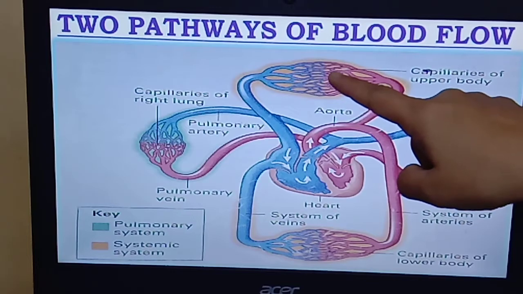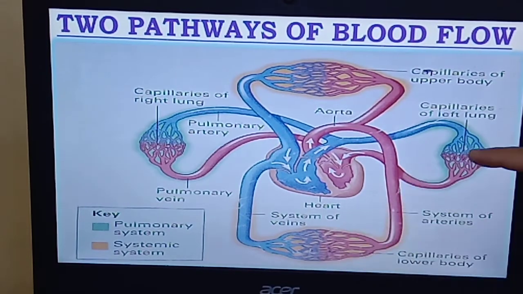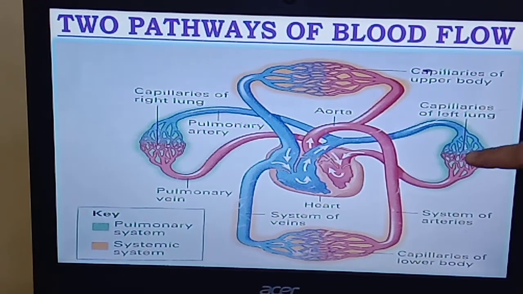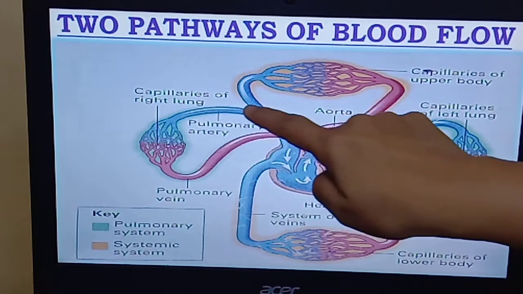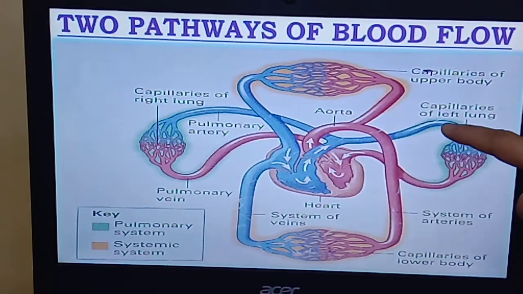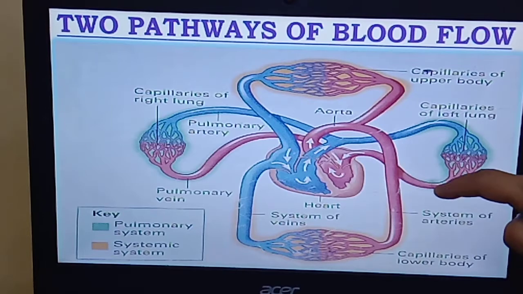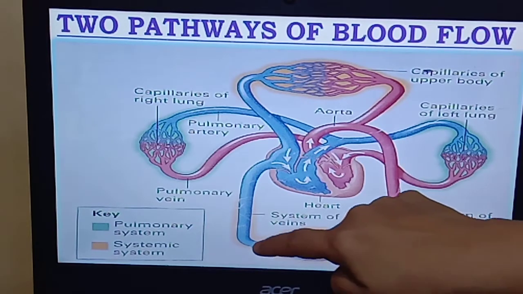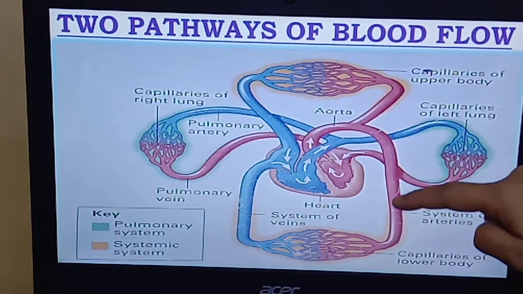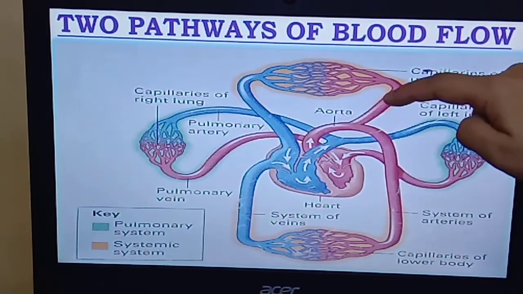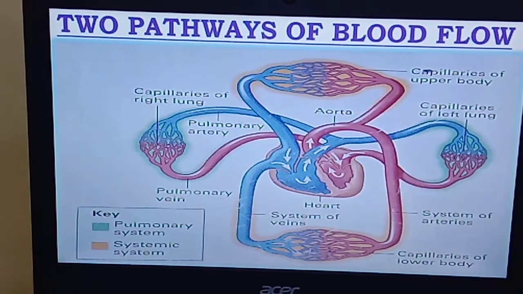Capillaries of upper body, capillaries of lower body, capillaries of left lung, capillaries of right lung, pulmonary arteries here, pulmonary veins, system of veins, system of arteries, and our heart.